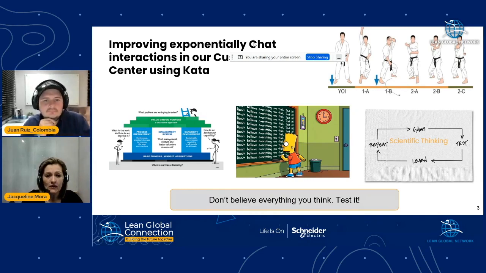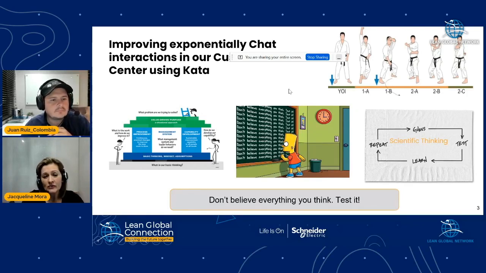Why Kata? Because Kata is a permanent movement. Maybe if you know about judo or karate, it's a permanent movement or collection of movements as the result of different kinds of routines, discipline, or practice. So we used the same concept here in the customer care center, and we replicate the same discipline with our team.